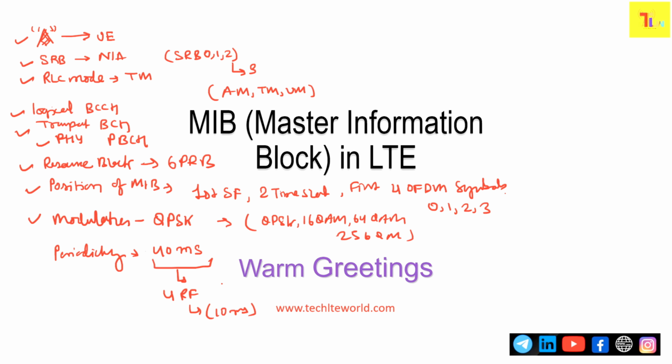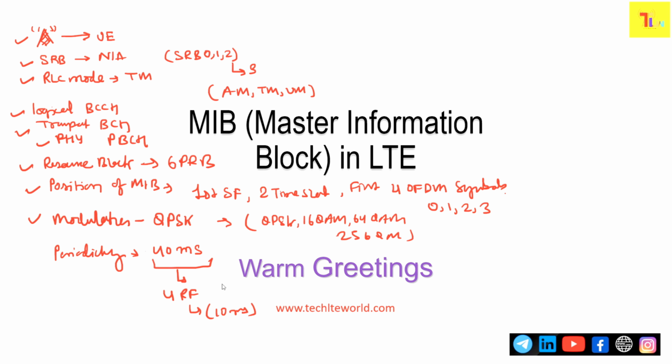And we already know that MIB information is generated at every 40 millisecond, or you can say every 4 radio frames, each of 10 millisecond. It is sent to the physical layer for the encoding, that encoding process we will see. Then the physical layer will transmit it in every 10 millisecond, that we call PBCH decoding. So in every radio frame PBCH will get decoded.